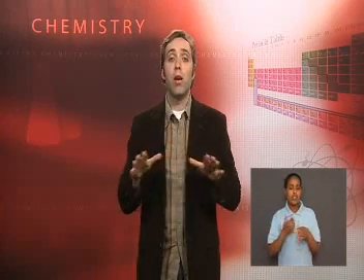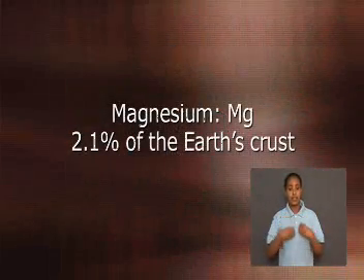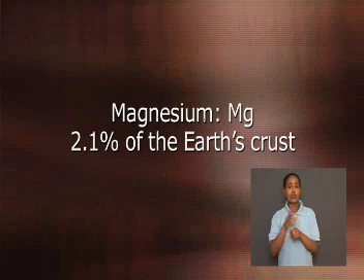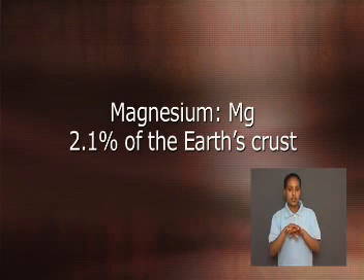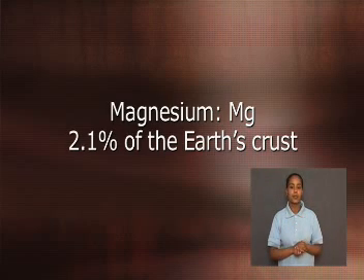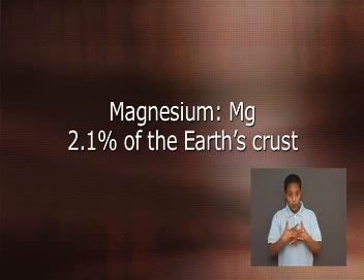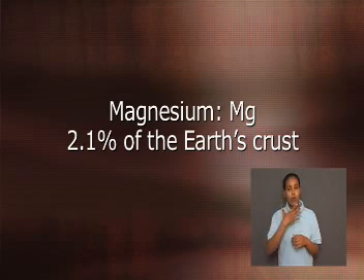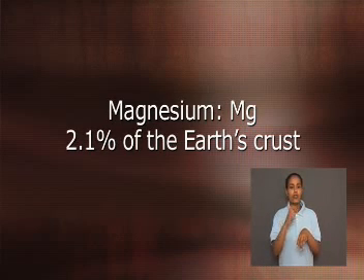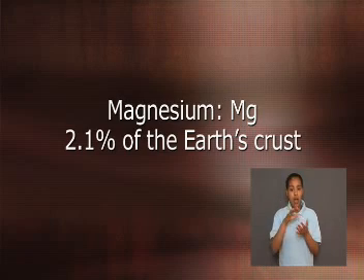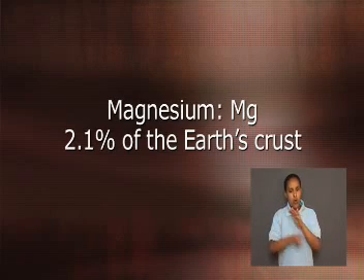The element magnesium is also essential to all living organisms. It makes up just over 2% of the Earth's crust by weight. Magnesium compounds are typically white crystals. This metal is often used in alloys for its low mass and high strength.